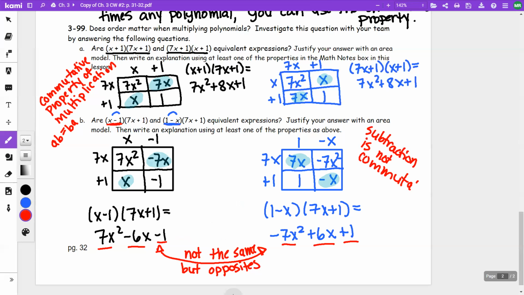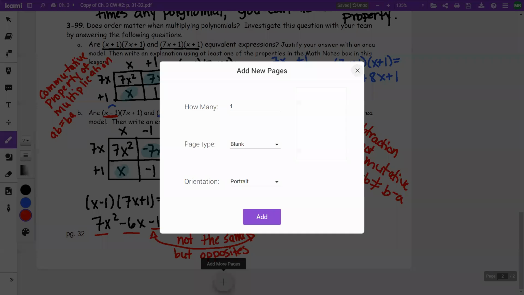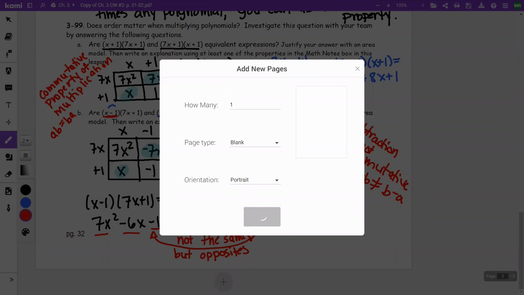Okay. I'll write what is and isn't. Subtraction is not commutative. So if I take a minus b, that is not going to be the same as b minus a. What's going to happen is a minus b is going to equal the opposite of b minus a. Okay, that's what's going to happen. I am going to end up getting the opposite, but they are not going to be the same. So I'm just going to add a page, okay, just for information.